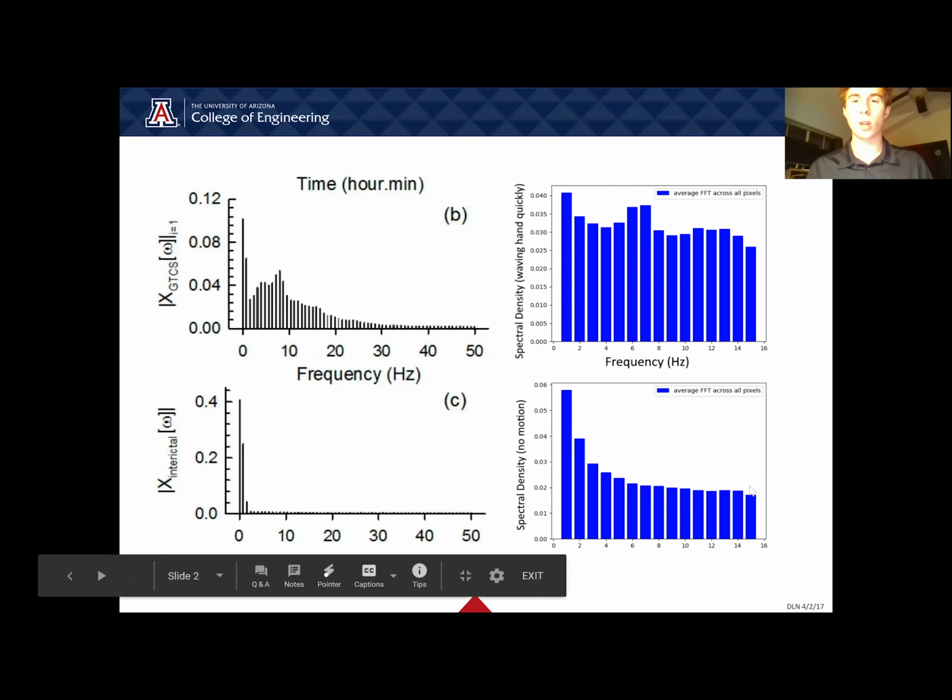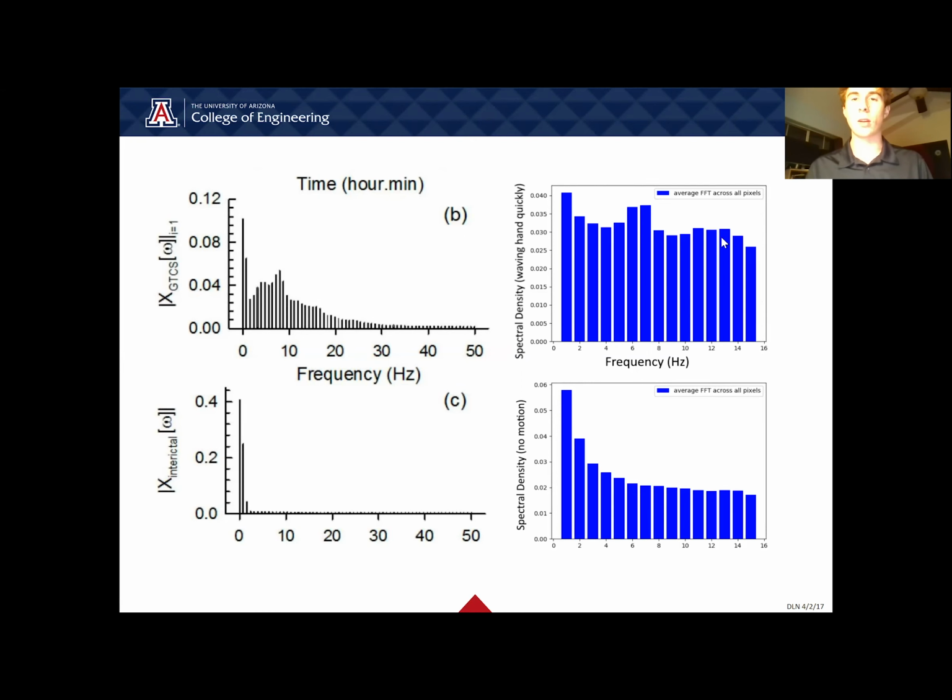With no motion, you have a sharp rise towards 0 hertz. And then with the rhythmic motion, in this case not seizure, in this case just waving a hand really fast, you can see the peak at the frequency at which the motion is occurring in both these plots. So this is really good evidence that our seizure detection algorithm was very much on the right track.